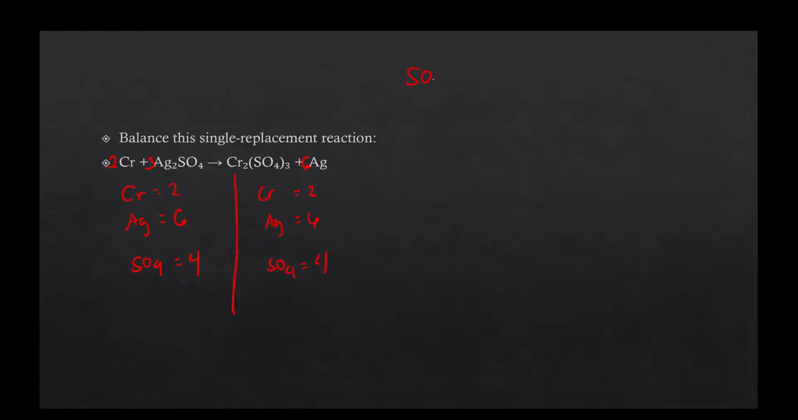Take note that polyatomic ions can behave as one unit. Hence, I'm counting sulfate, not sulfur and oxygen. So that is balanced. 2 Cr, 3 Ag2SO4, Cr2(SO4)3 plus 6 silver. That's the balanced chemical equation.